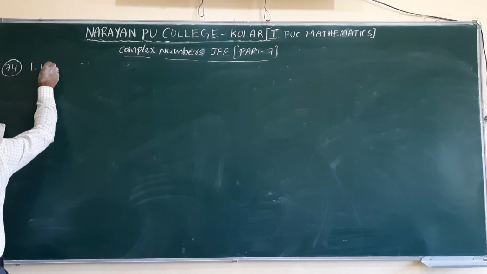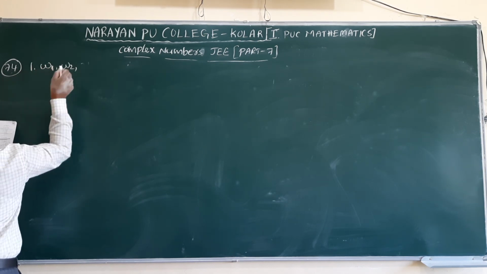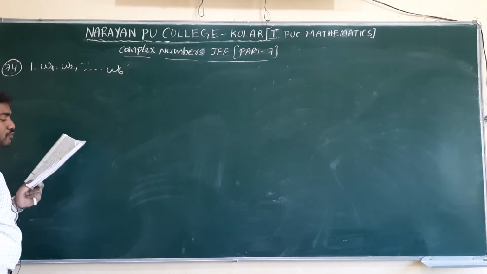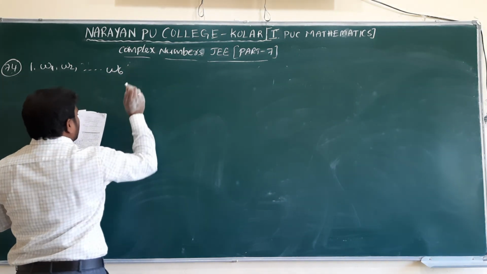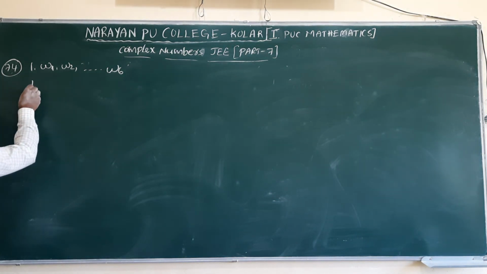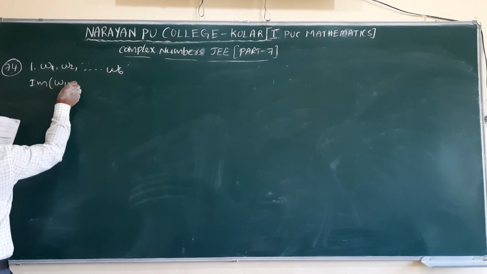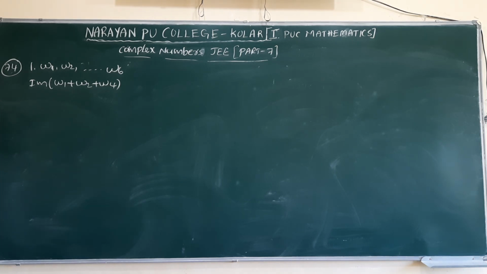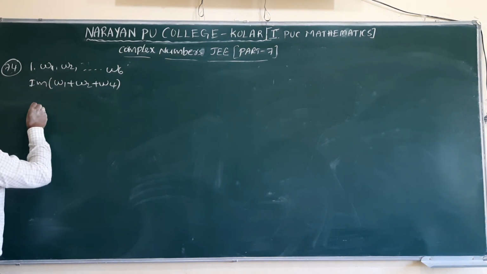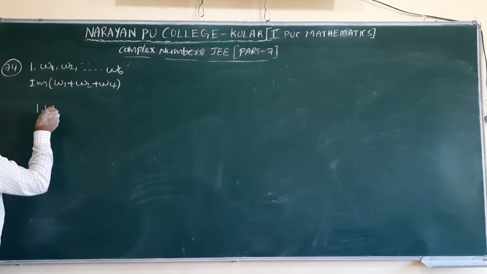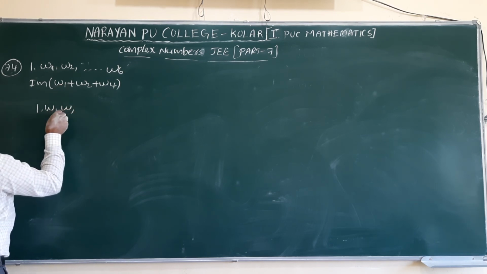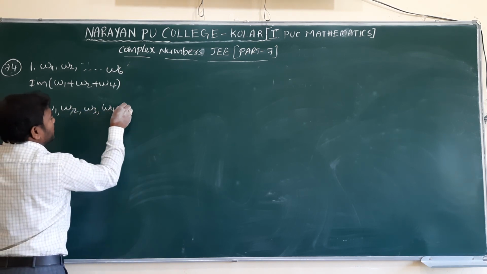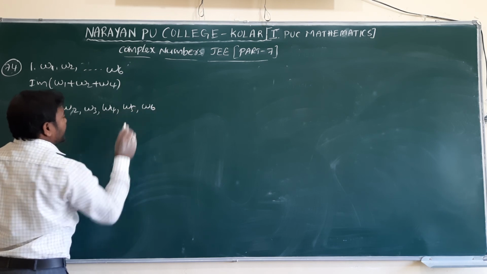If 1, omega 1, omega 2, and so on up to omega 6 are the 7th roots of unity, then find the imaginary part of omega 1 plus omega 2 plus omega 4. Here we have 1, omega 1, omega 2, omega 3, omega 4, omega 5, omega 6.